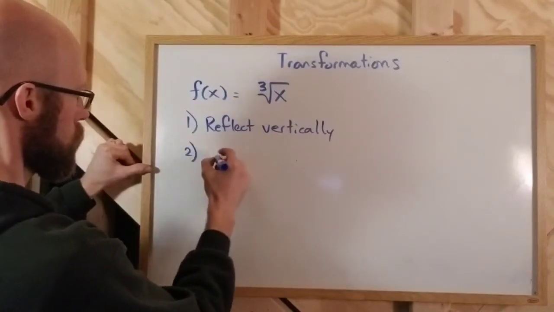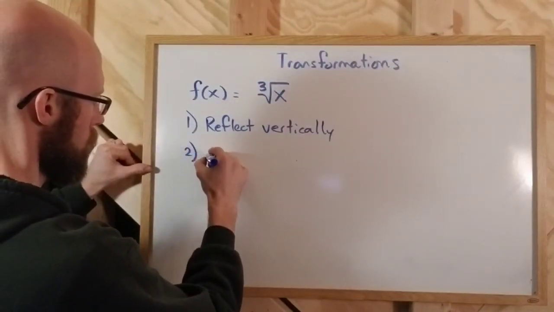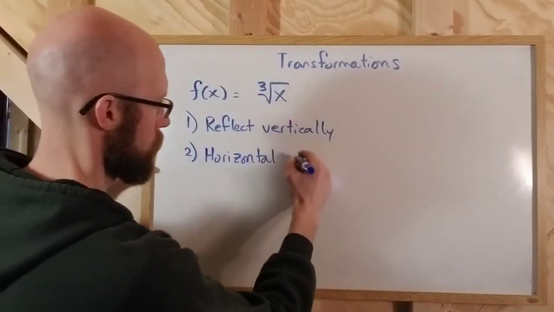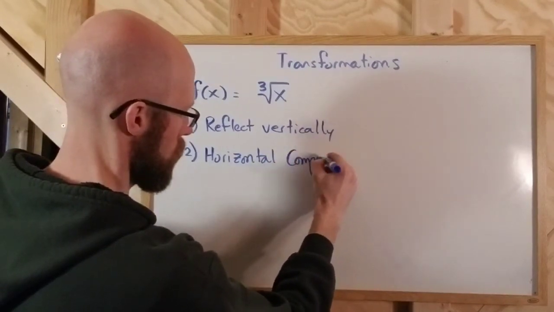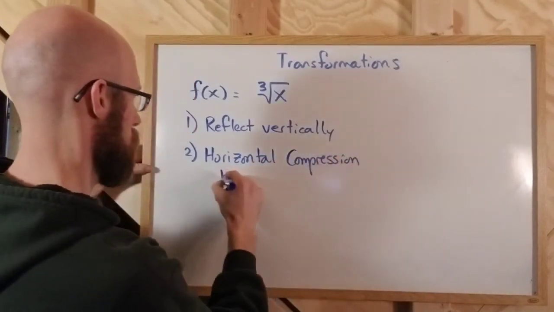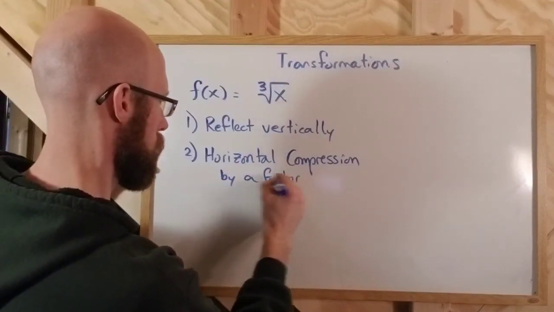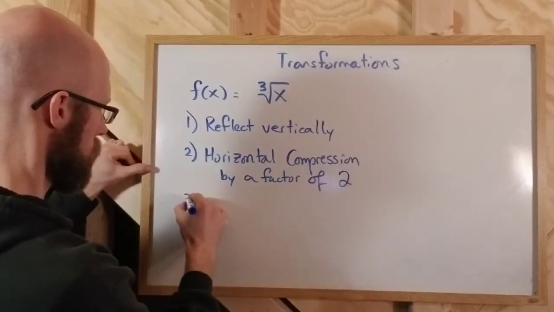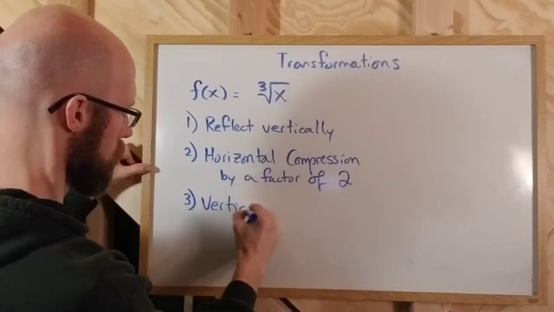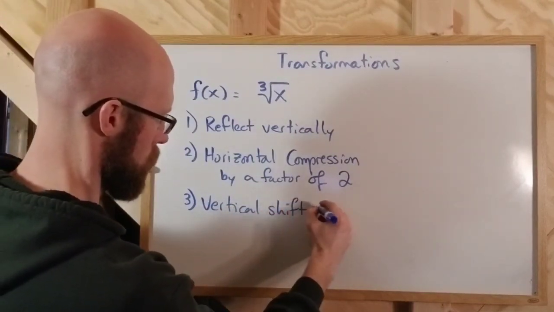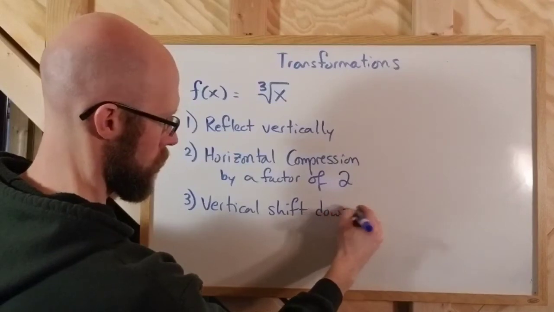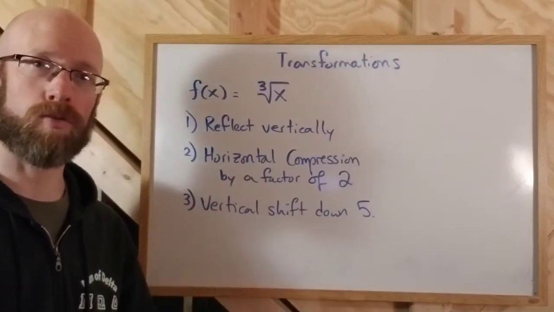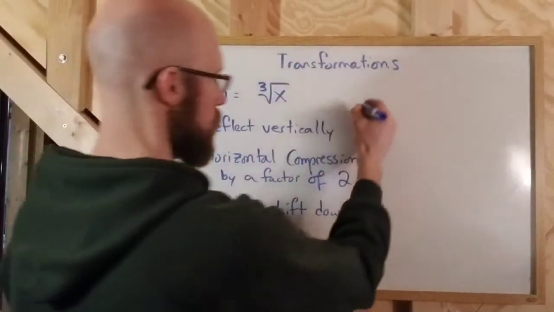And then number 2, let's do a horizontal compression by a factor of, let's see, compression by a factor of 2. And then the third thing is going to be a vertical shift down 5. So if I put all of these together in that order, I can create a new function. Okay, so I'm going to call that new function g of x.